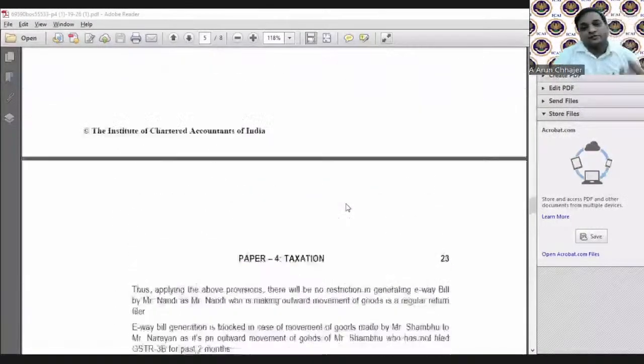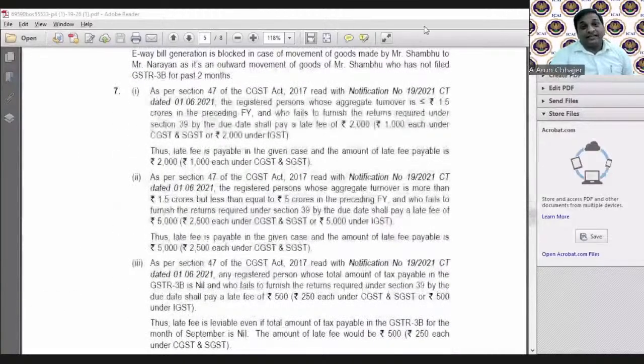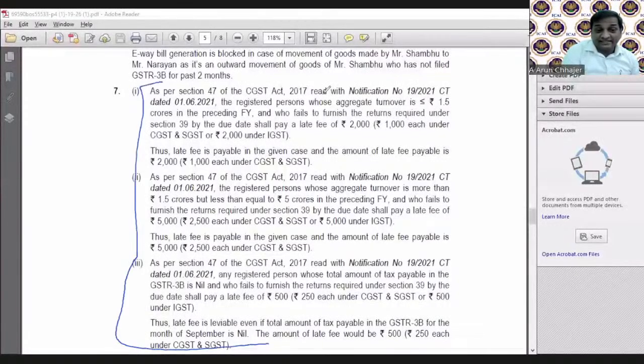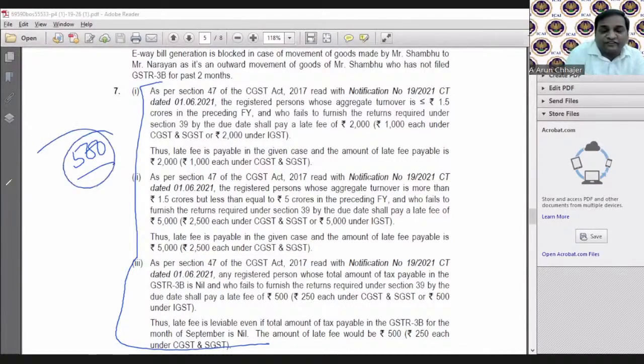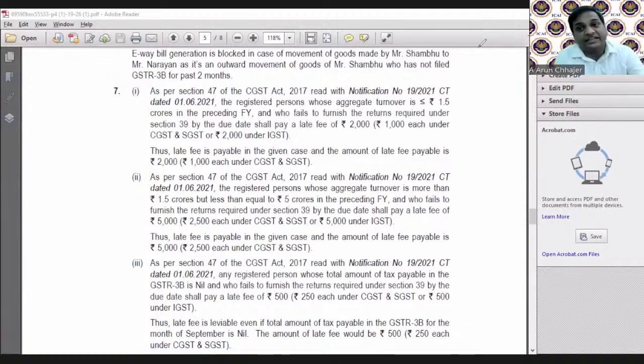Absolutely correct. I'm requesting once again, you may expect a question on section 47 late fees, which has been revised. The late fees have been rationalized, that is, the upper cap. It means suppose 500 is the maximum limit, or 2000, or 5000, or otherwise 10,000. It's not always 500. Suppose I do not have any tax liability and I file GSTR 3B late by one day. What would be the late fees per day? 500 is the maximum late fees. Please note the late fees which have been rationalized. You can definitely expect the question.